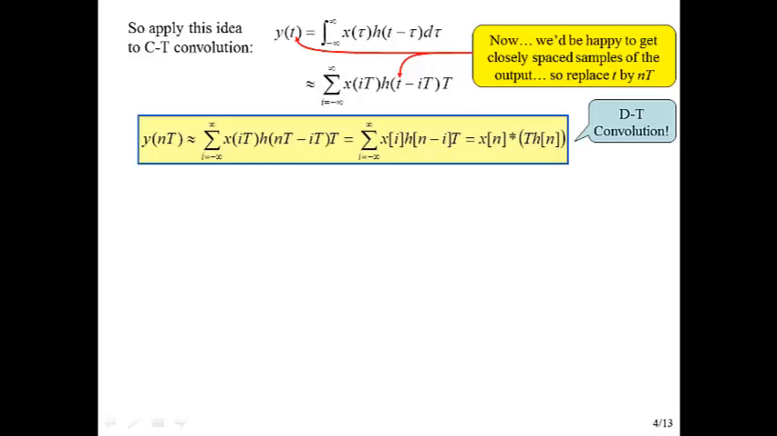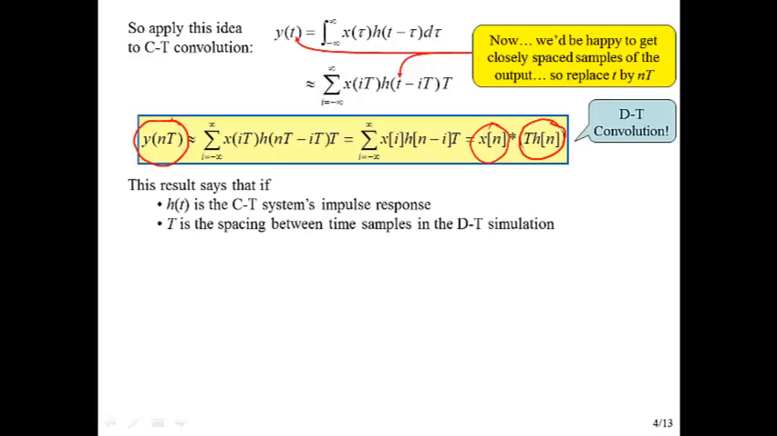So what this tells us is that we can approximately compute samples of the output of this continuous time system by defining a new impulse response, T times samples of the continuous time system's impulse response, and doing a discrete time convolution with samples of our input signal. So that's the key. And that's what we're saying here, and T is our sample spacing. So 1 over T is going to be the sample frequency or sample rate that we use.